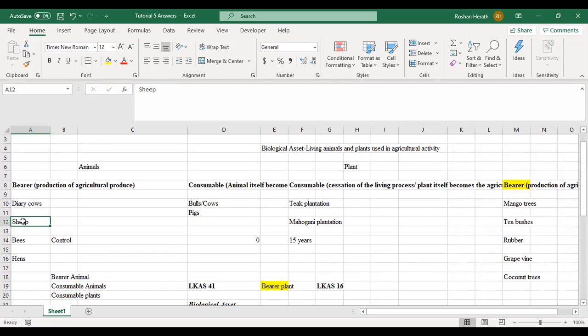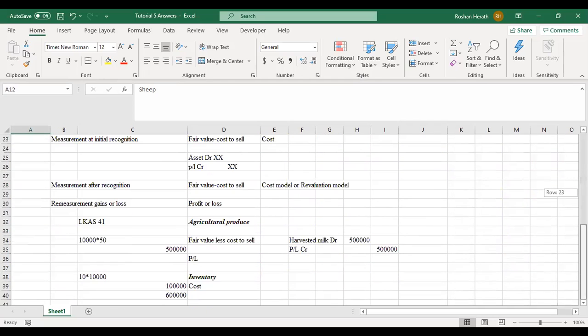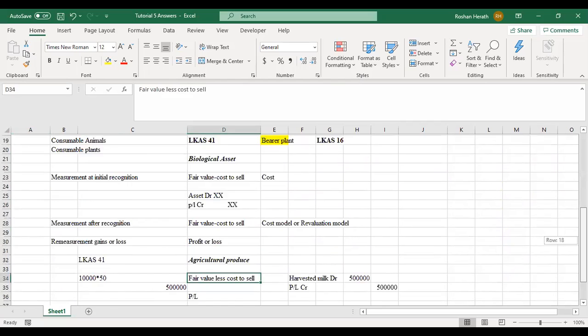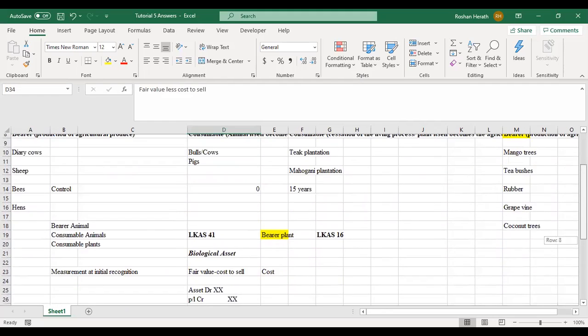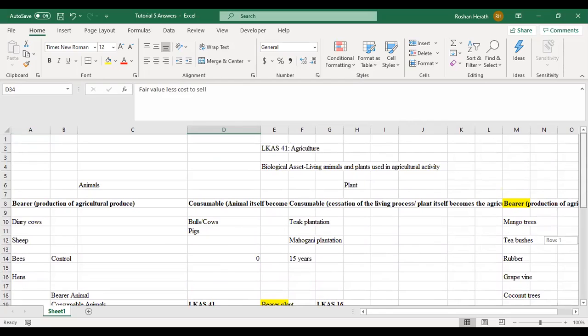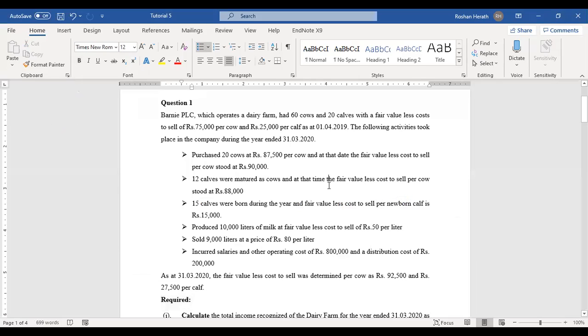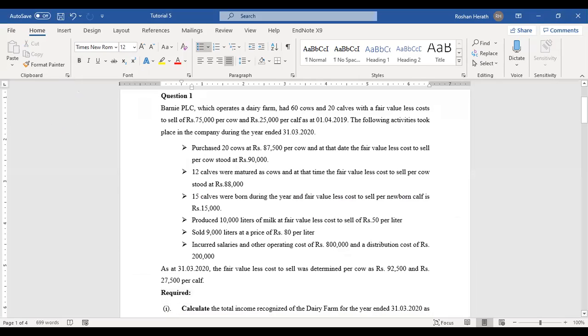So when it comes to agricultural produce, the same applies. You need to measure them at fair value less cost to sell. That is the agricultural produce. Right, it's a kind of summary. It went longer than expected, but it's still good to have such a discussion to make things clear. Now let's move on to the question, and with that understanding, let's look at what it is about. Question number 1, we have just read that. Let me allow you 5 to 10 minutes to try that out, and then we'll see.